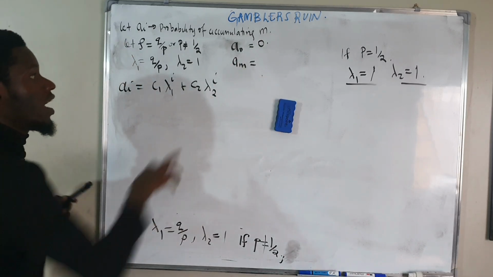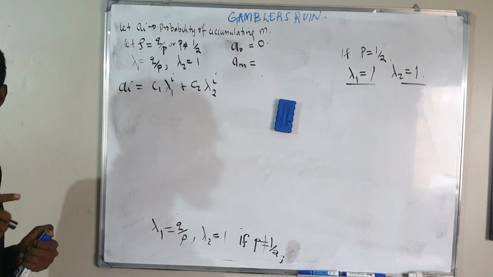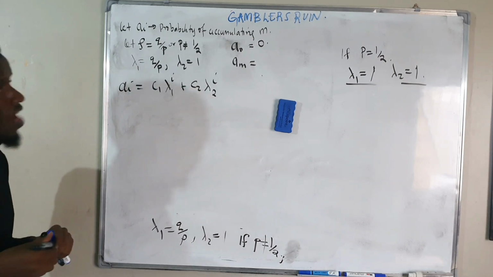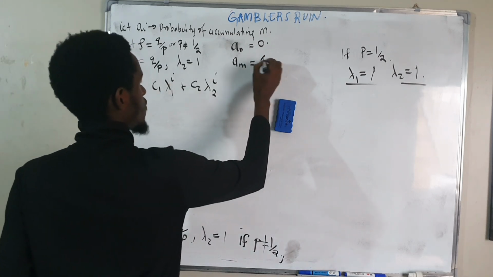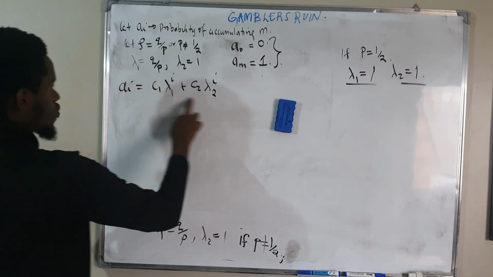And therefore, AM means what? The probability of me reaching M when I'm at M, like the probability of getting M when I'm at M. Therefore, the probability will be 1. Therefore, I will have a 1 here. Therefore, these are going to be our conditions to use so as to find the values of lambda, C1 and C2.